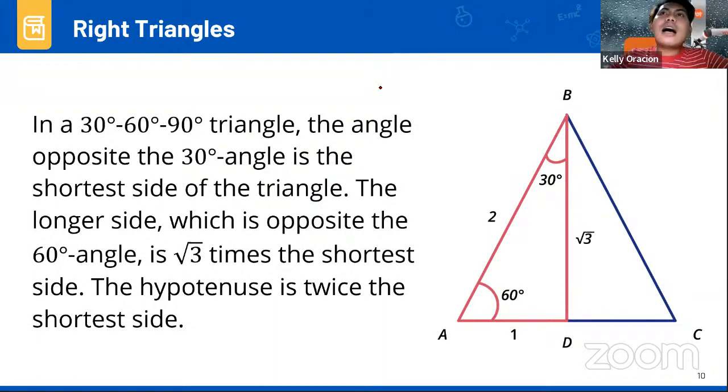Again, if this is our 60-degree angle, the opposite side is what we call the longer leg.